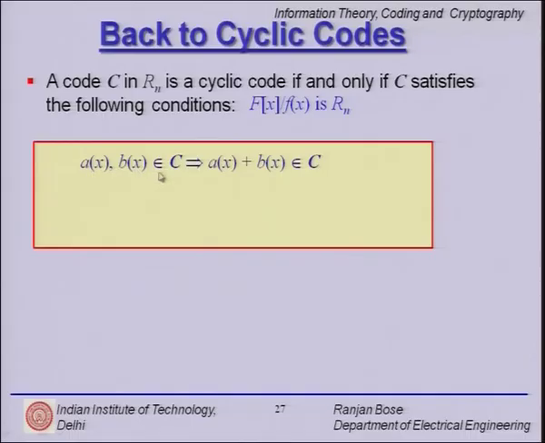A(x), B(x), if they are two elements of C, what does it mean? Well, C is a code, a set of code words. Now, my code words are code word polynomials. A(x) is one code word polynomial, B(x) is another code word polynomial. The sum of two code words is also a valid code word. Not a surprise, because C is a linear block code. And if A(x) is a code word and R(x) is some polynomial, then A(x) times R(x) is also a valid code word.